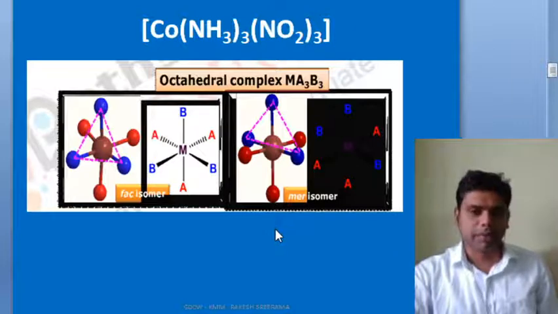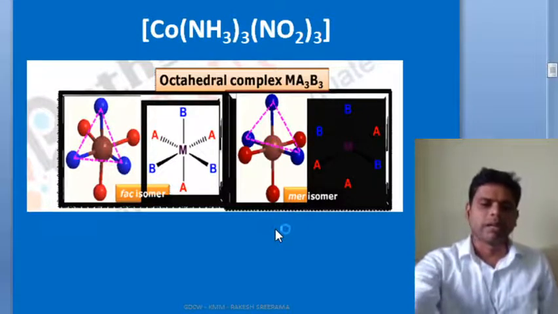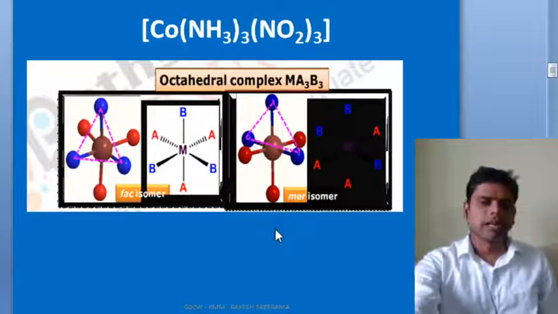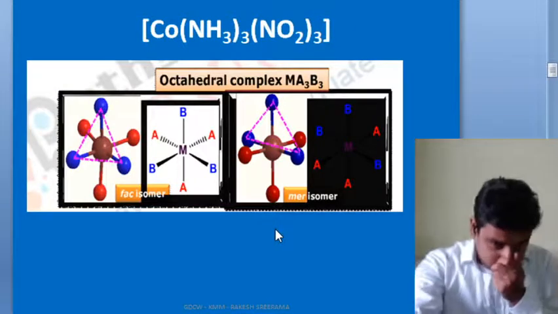If they are present on the same plane, then we call that the meridional plane. Meridional means plane, that is its meaning. So obviously the second one is the meridional isomer, or mer isomer. So that's facial and meridional isomers. In the case of Co(NH3)3(NO2)3, which is an MA3B3 type of complex, it is a very good case for being considered an important question.